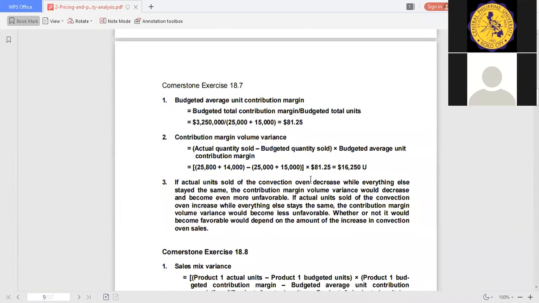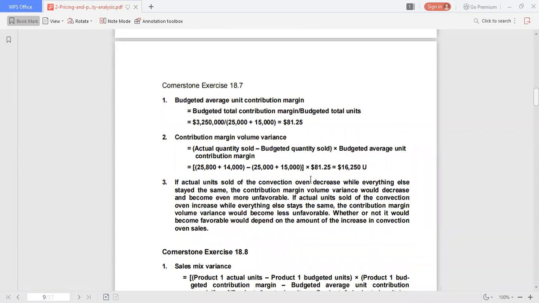Now we go to requirement number 3 of 2-7. What if actual units sold of the convection oven decrease? How would that affect the contribution margin volume variance? What if actual units sold of the convection oven increase? How would that affect the contribution margin volume variance? So, if actual units sold of the convection oven decrease while everything else stays the same, the contribution margin volume variance would decrease and become even more unfavorable.